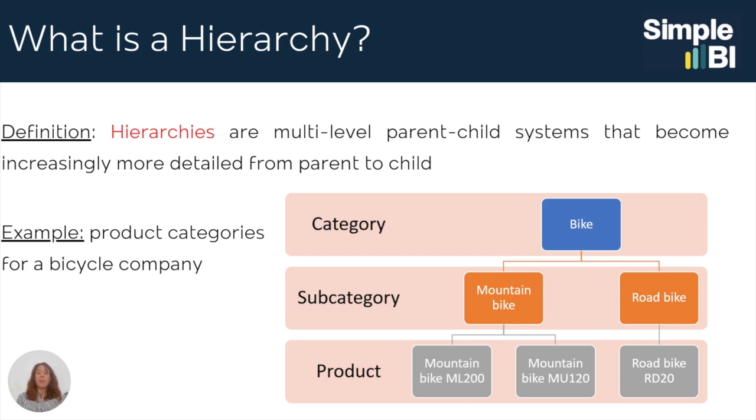At the top level, we may have just the basic categories: bicycle, bicycle accessories, and perhaps a clothing or gear category. At the next level, we have subcategories, providing a little more information to describe each category. For example, the subcategories of bike might include mountain bike and road bike. Finally, at the most granular level, we have product lines. For example, specific models of mountain bike and specific models of road bike.